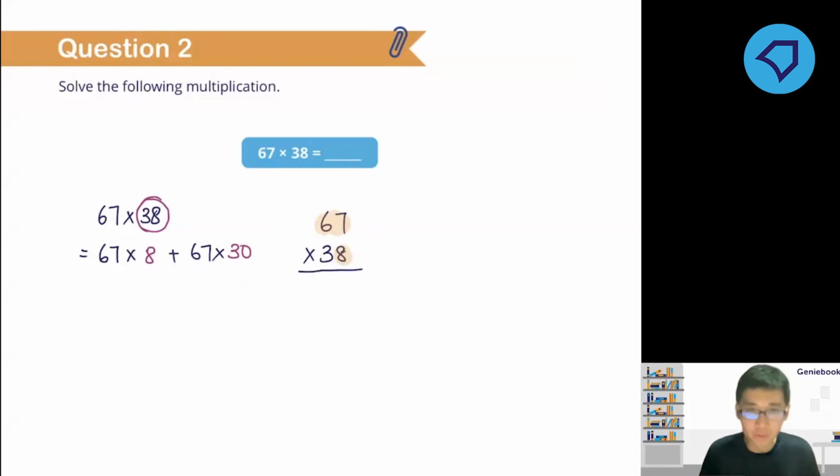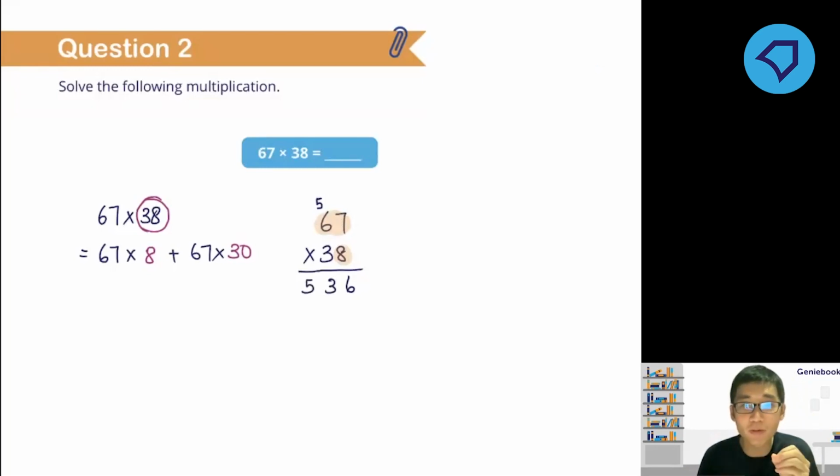All right, so we do the usual multiplication. I know that 7 multiplied by 8 is equal to 56. So I'll put down a 6 here, then bring up the 5. Now we have 6 multiplied by 8. 6 multiplied by 8 is 48. 48 plus 5 is 53. So let's put it down.